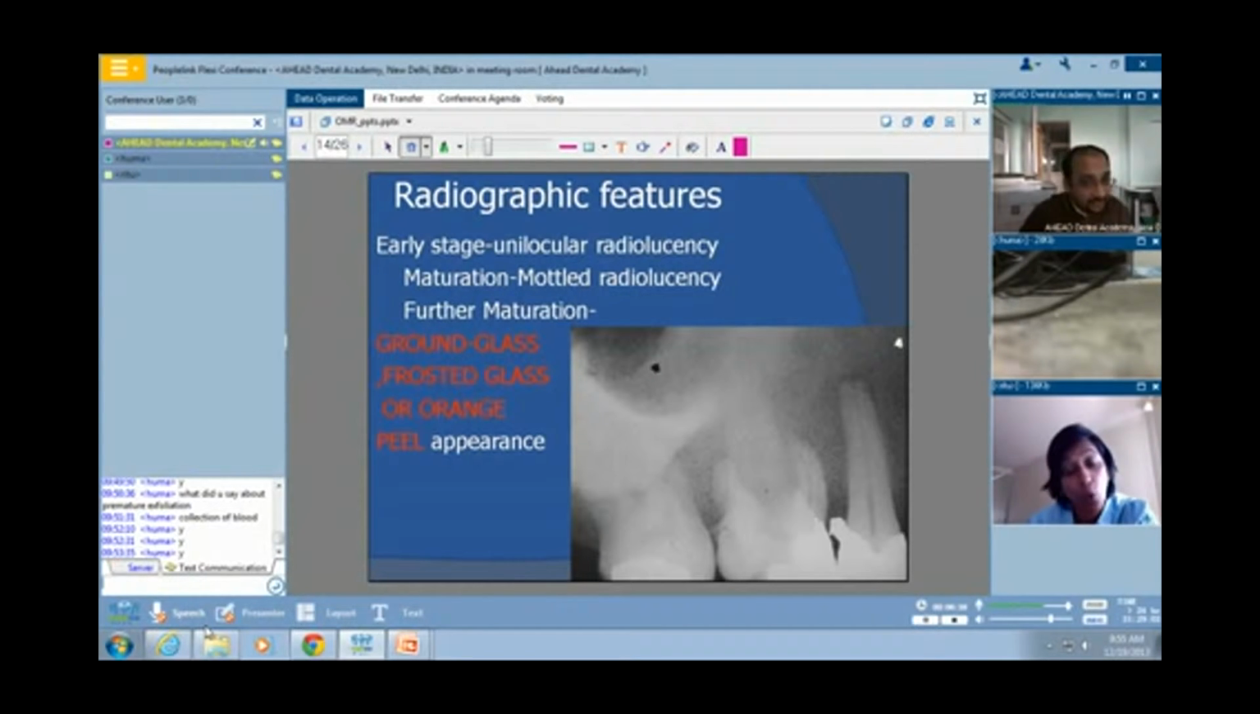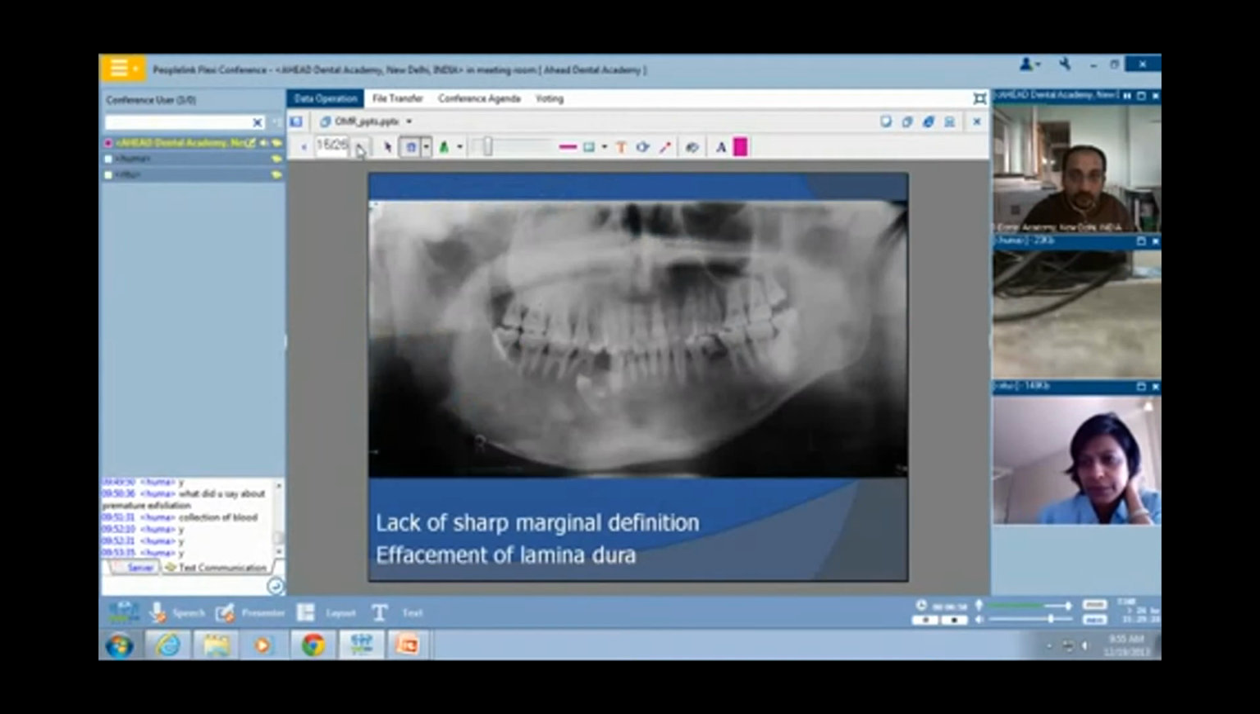We have these certain appearances which are the hallmark of fibrous dysplasia: ground glass appearance, frosted glass appearance, orange peel appearance. All these appearances are seen in fibrous dysplasia. In addition to these radiographic appearances, we come across some other radiographic findings also, like lack of sharp marginal definition. Can you guys in this particular OPG tell me where is fibrous dysplasia?